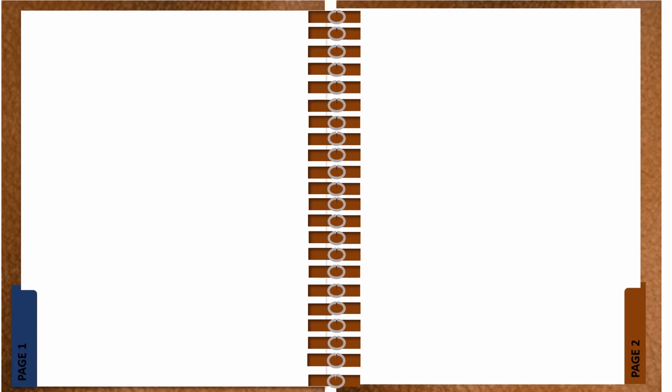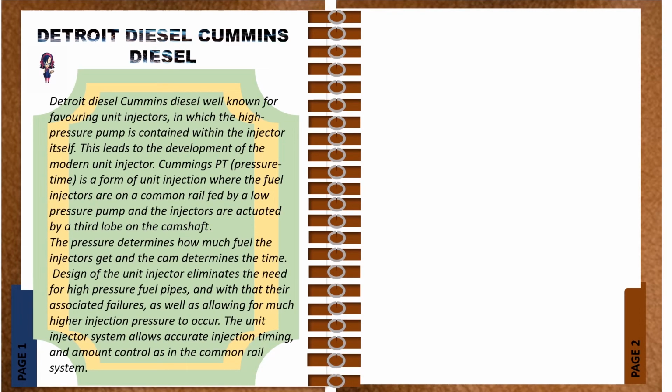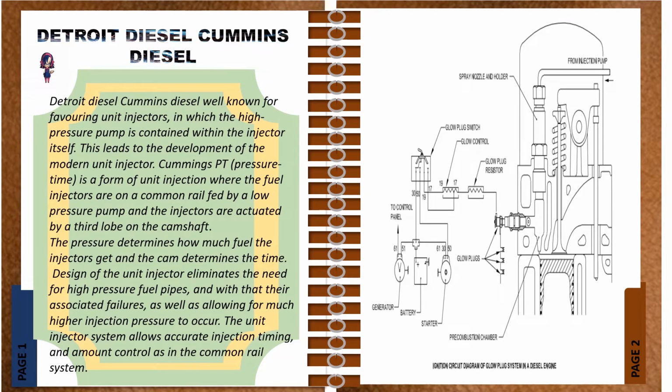Detroit Diesel and Cummins Diesel are well known for favoring unit injectors, in which the high pressure pump is contained within the injector itself. This leads to the development of the modern unit injector.